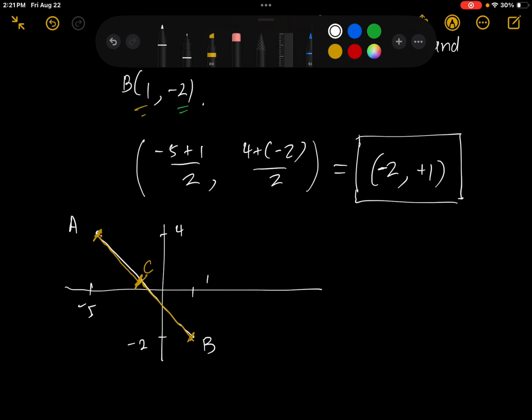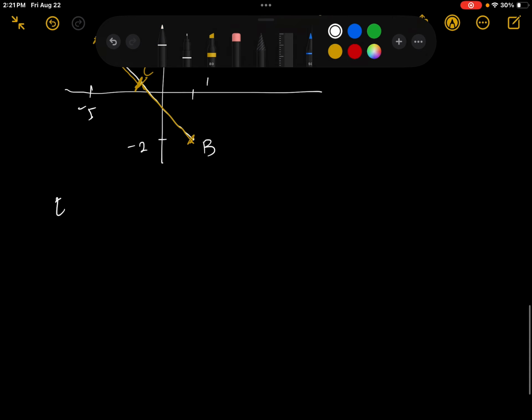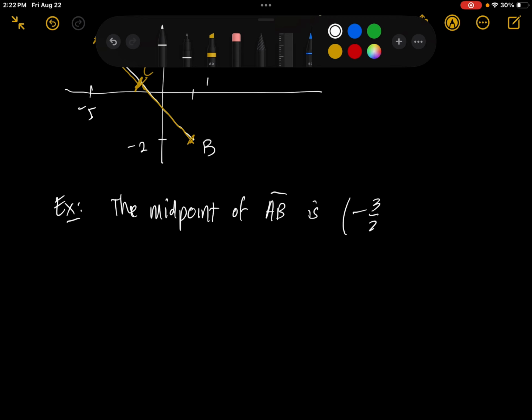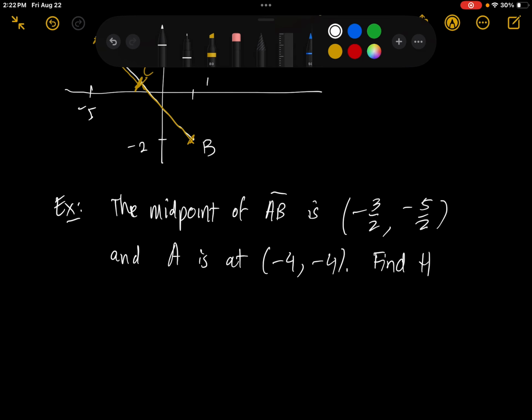Let's do one more example, which is slightly different. So we're given the midpoint of AB is (negative 3 halves, negative 5 halves), and A is at (negative 4, negative 4). Find the coordinates of B.